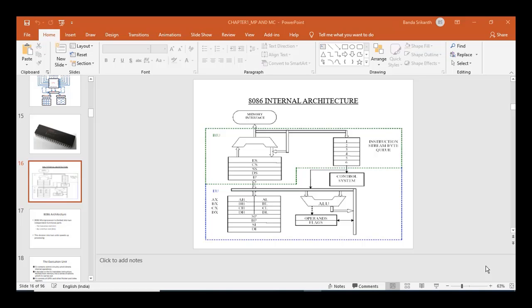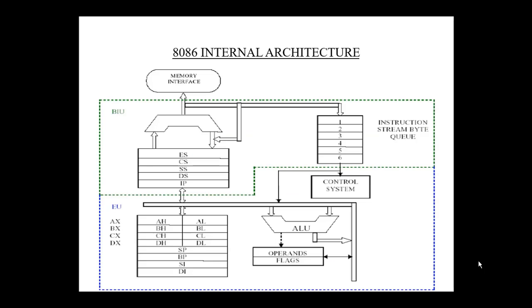Okay, today we are going to see the special purpose registers inside the 8086 processor. In the 8086 processor, there are different types of special purpose registers. Those are ES, the extra segment register, CS, the code segment register, SS, the stack segment register, DS, the data segment register, and IP, the instruction pointer.